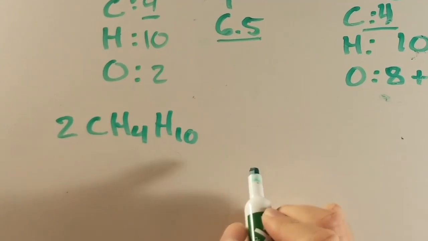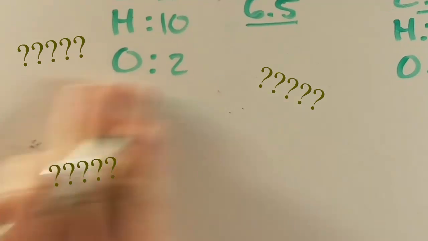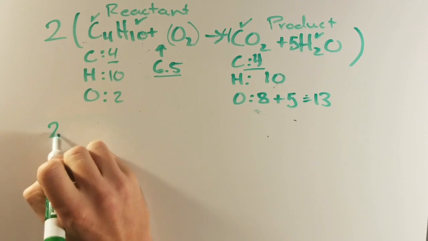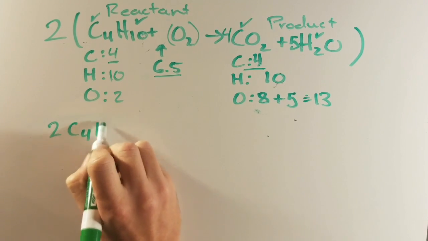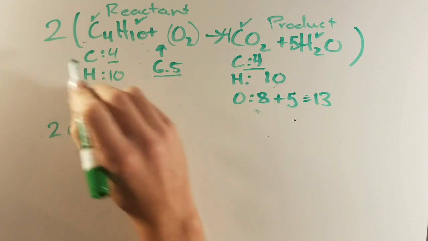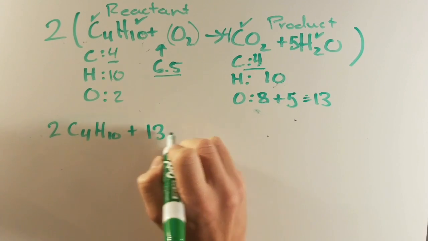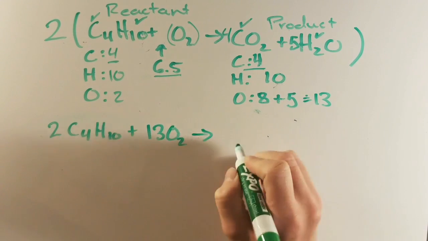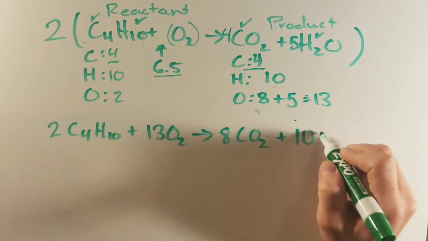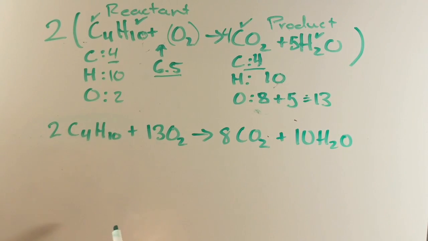2C4H10. What am I doing? Let's see what happens when we do that. 2C4H10 plus 6.5 times 2 is 13 O2, gives 8 carbon dioxide plus 10 waters.